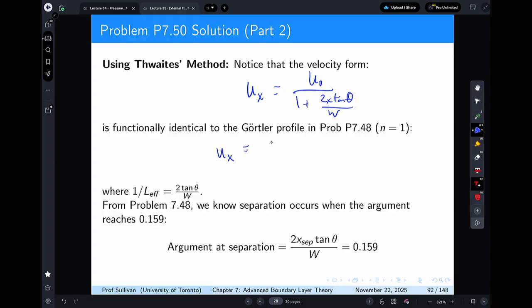Ux equals u naught over 1 plus x over length effective, which is identical to the Görtler profile that we saw previously, two problems ago, 748. So in that case, 1 over L effective is equal to 2 tan theta over w, and at separation, it's going to equal 0.159. So here I'm not rederiving everything. Once I recognize that the velocity profile is the same, I can just jump right ahead.